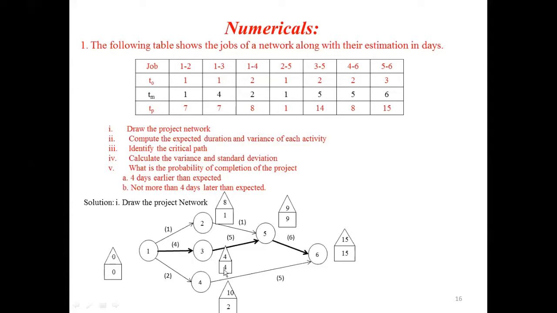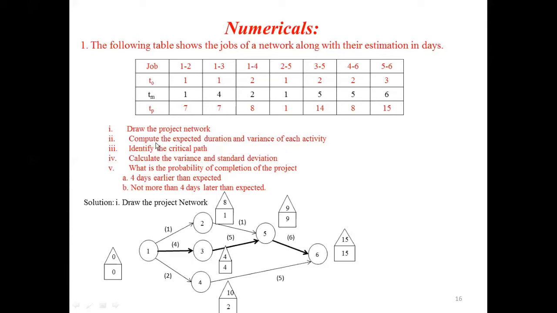It is 0. If I consider from node 3 also, 4 minus 4 is 0. 2 minus 2 is 0. That means always for node 1, we will get both triangle and square value as 0. There is a minimum value you have to enter in the triangle, whereas in the square block, at each node, you have to write the maximum value. Then after filling these values, draw the project network. That is, the project network is completed. That is the first one completed.